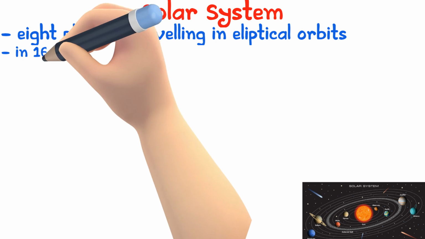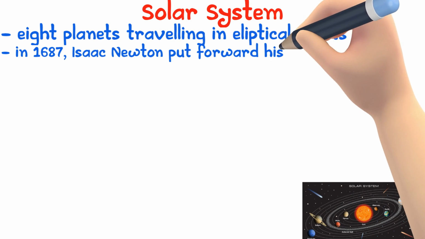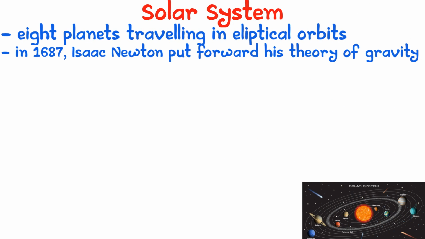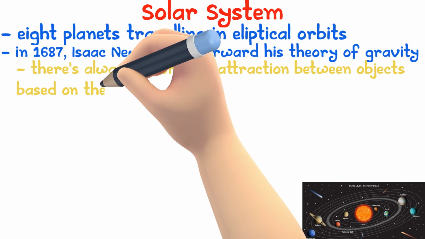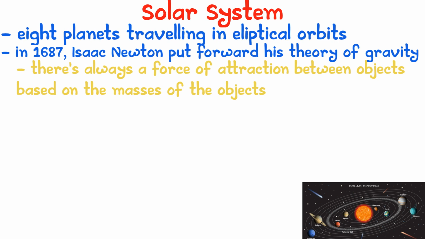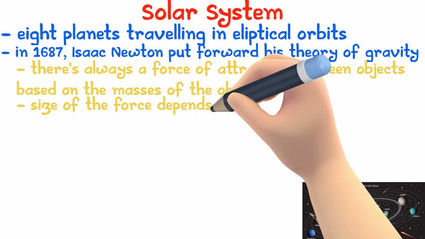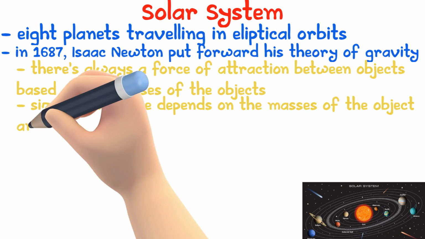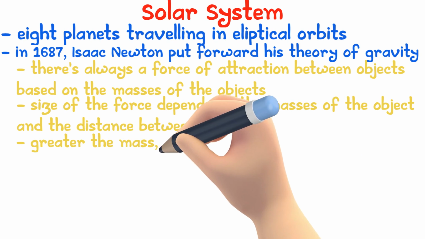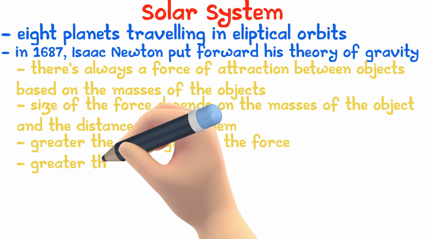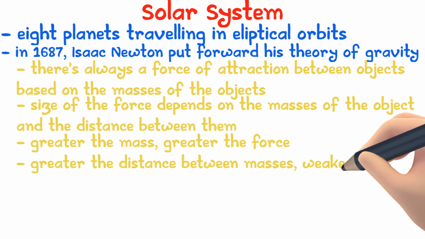In 1687, Isaac Newton put forward his theory of gravity, stating, "There is always a force of attraction between two objects caused by the masses of the objects." He called this the gravitational force and suggested that the size of the gravitational force depends on the masses of the objects and the distance between them. The greater the mass, the stronger the attraction force. The greater the distance between the masses, the weaker the force.